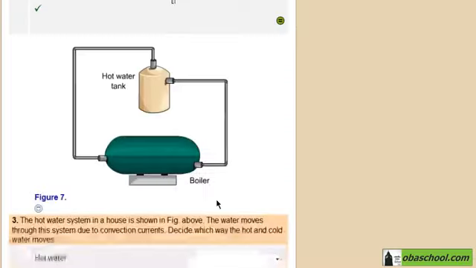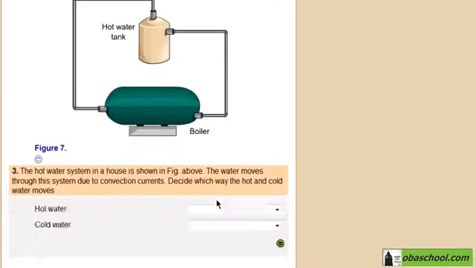Hello! In this video, we're going to solve exercises on convection. In this figure, the hot water system in a house is shown. The water moves through this system due to convection currents. Decide which way the hot and cold water moves.